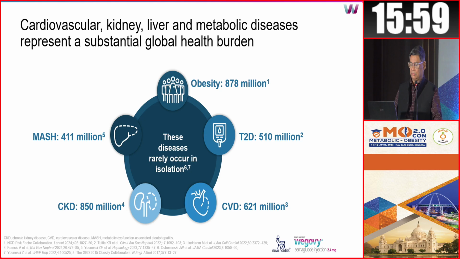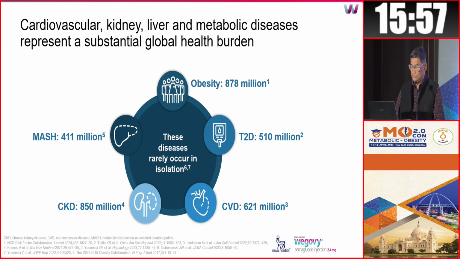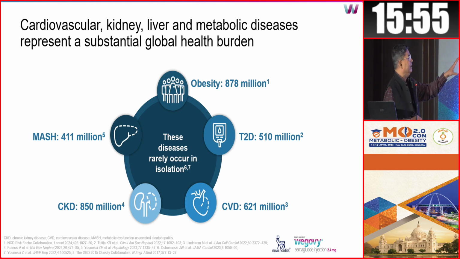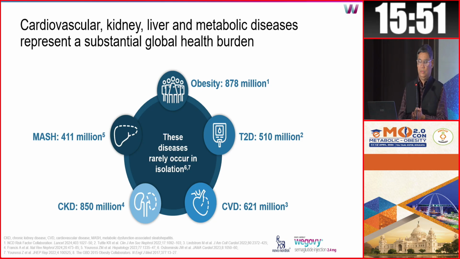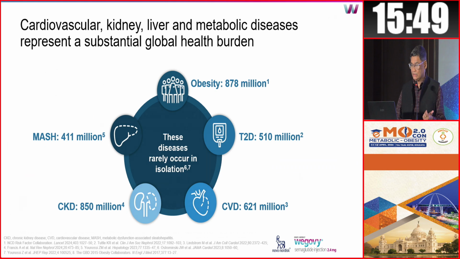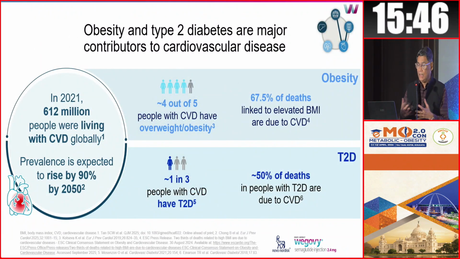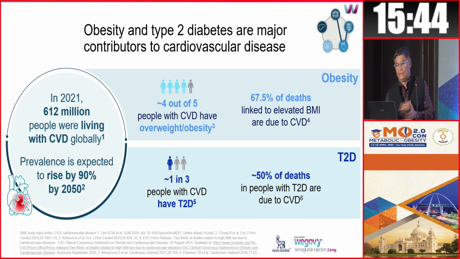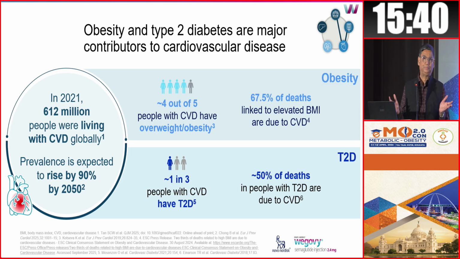Now, if you look at cardiovascular, kidney, liver disease, these diseases rarely occur in isolation. So if you are obese, you are inviting other problems too. And it is very important to understand that MASH itself, obesity and type 2 diabetes are major contributors to cardiovascular disease, that we know, because it goes down an inflammatory pathway of endothelial dysfunction, and that leads to this.